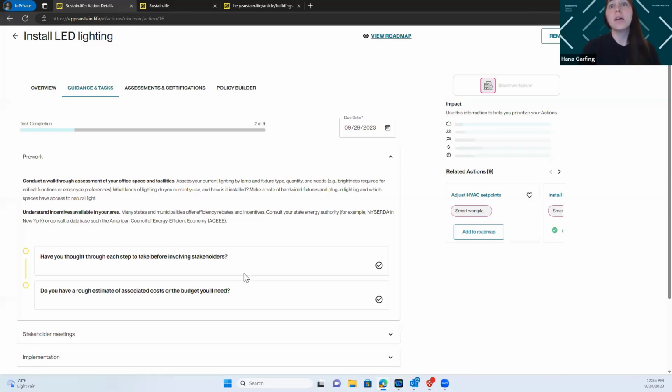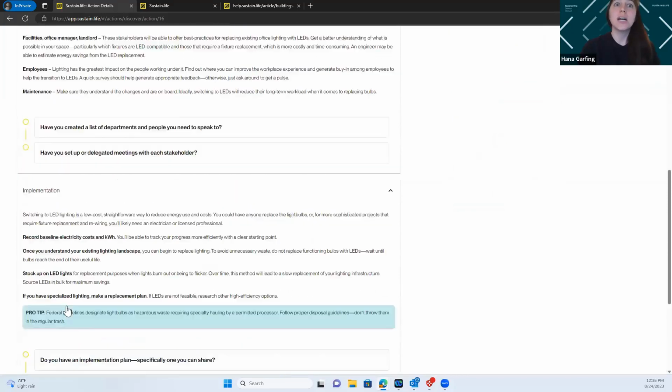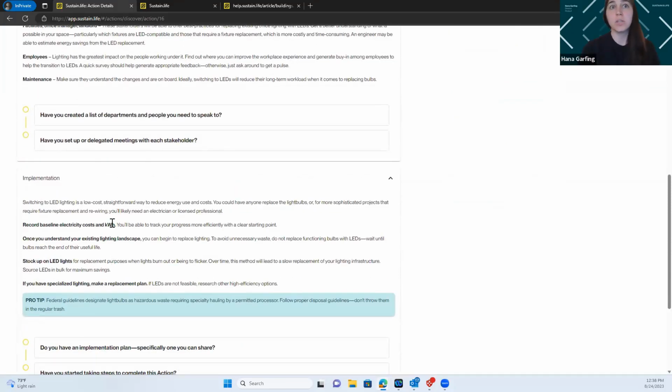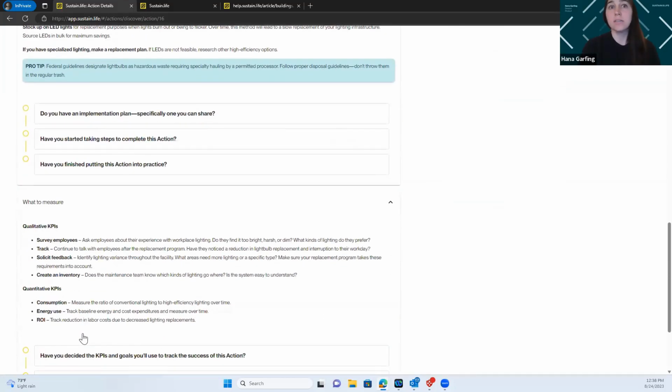We've got some pre-work. We've got the stakeholder meetings that you need to actually hold and who those stakeholders are. We have the implementation guidelines, so that's step by step on exactly what you need to implement. And then we also tell you what to measure. So in terms of those qualitative and quantitative KPIs, this is all here.